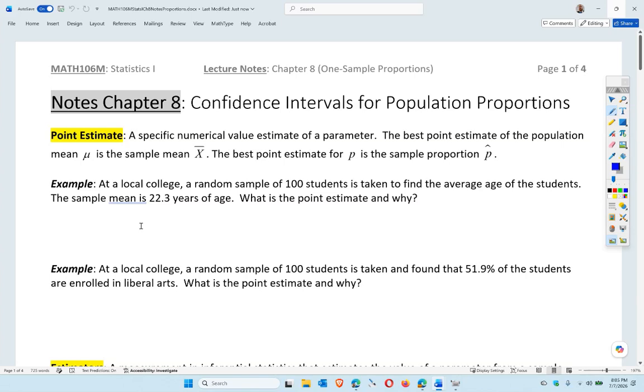Okay, so the next thing we're going to do is confidence intervals. We're going to be splitting chapter 8 in half. So we're going to be doing confidence intervals for population proportions, and confidence intervals for population means. So essentially we want to know where the actual answer lies.